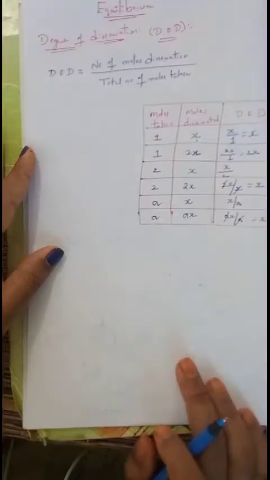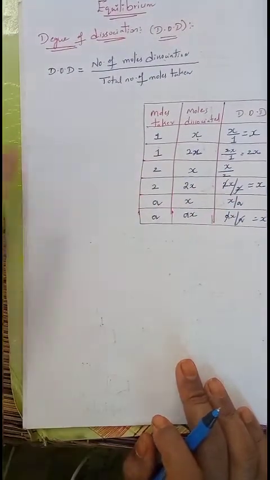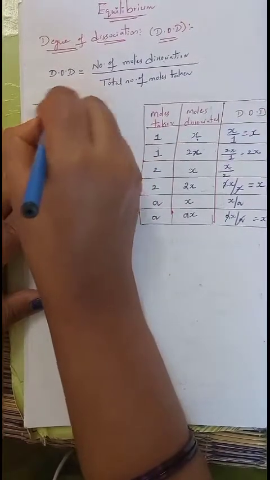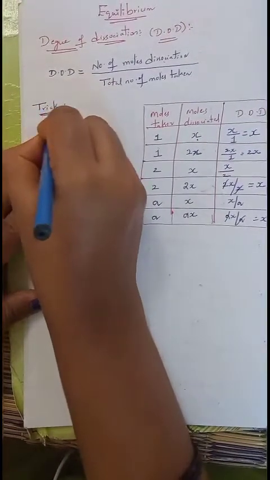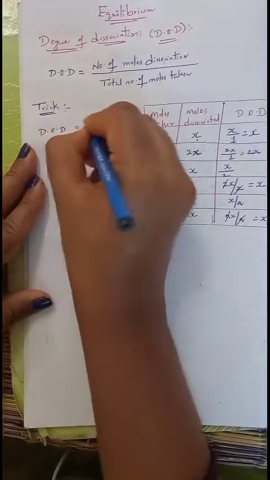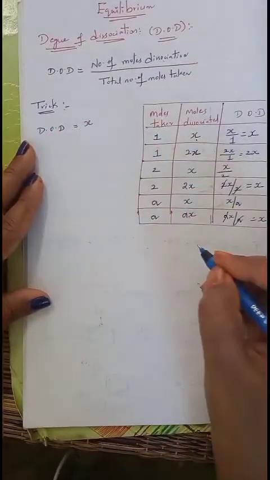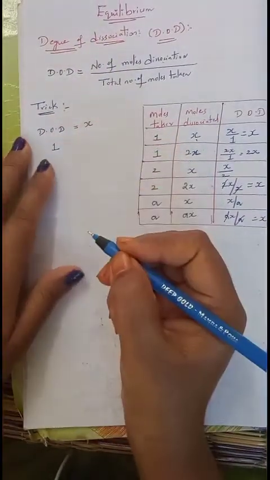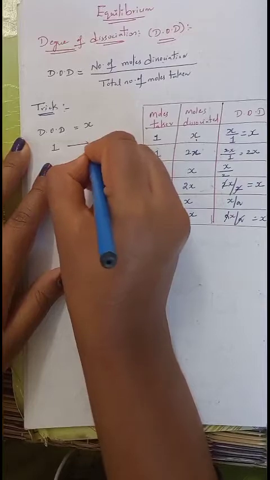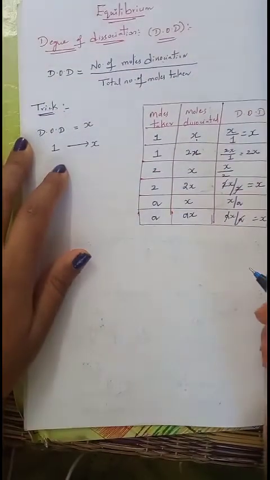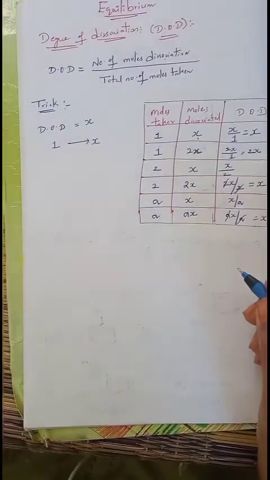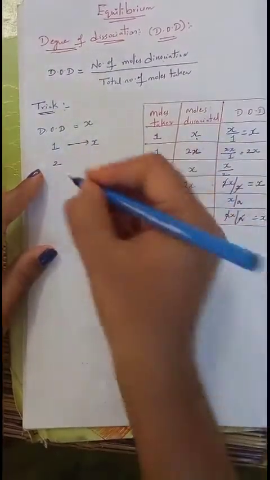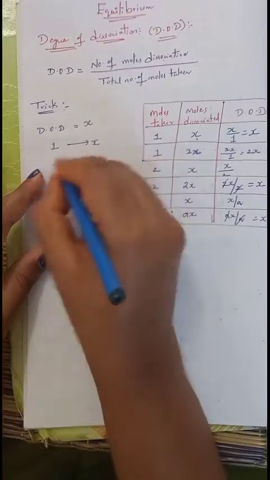You want to find out the degree of dissociation. Here I am going to tell you a trick. Remember this trick to calculate it. Suppose the degree of dissociation is given as X for a reaction: 1 mole of substance got dissociated into X moles. Then, for 2 moles, how much got dissociated? You just cross multiply.